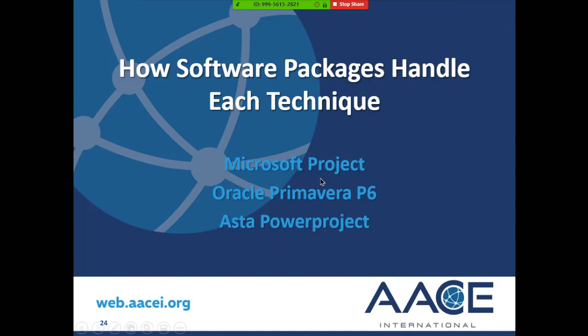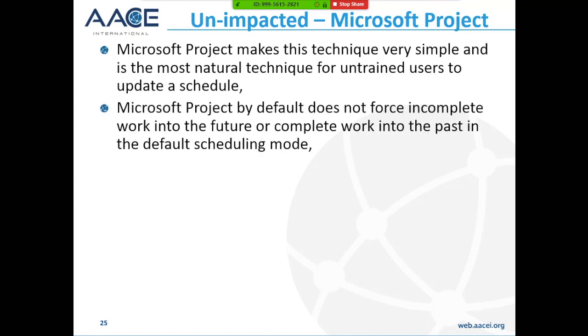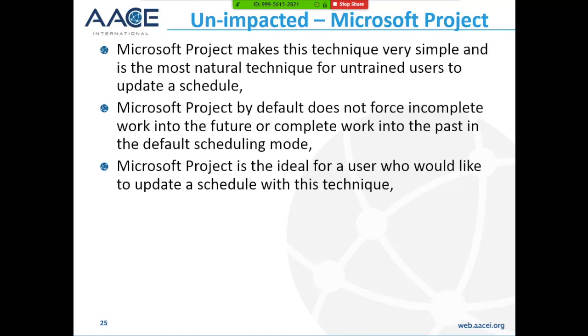How software packages handle each technique. So what I do is I explain how Microsoft Project, Oracle Primavera P6 and Power Project handle the three techniques. So unimpacted in Microsoft Project: Microsoft Project is almost designed to use this technique. It's very simple and is the most natural technique for untrained users to update a schedule. Microsoft Project by default does not force incomplete work in the future or complete work into the past in the default scheduling mode. Microsoft Project is ideal for a user who would like to update a schedule with this technique.